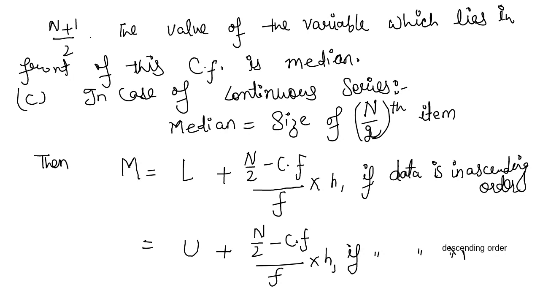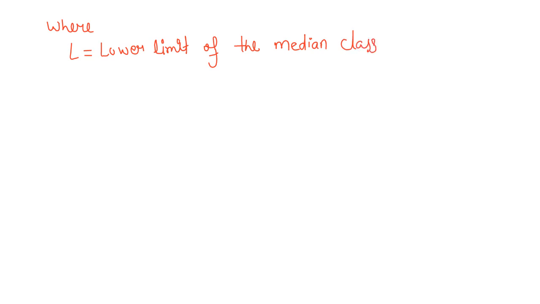Okay, fine. After that, if done up to here, then I write down where L is equal to lower limit of the median class. In this method, there is one class selected that is known as median class. I will tell you in the numerical question. And what is U if you are using the second formula, that is the upper limit of the median class.